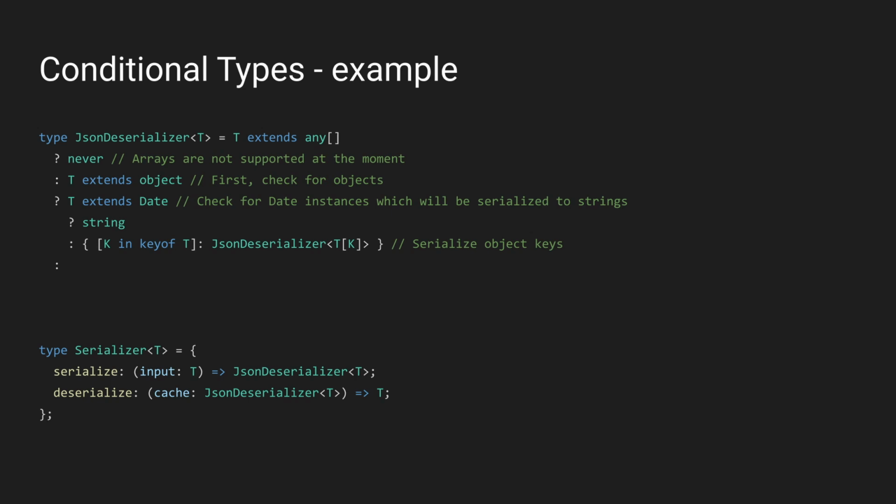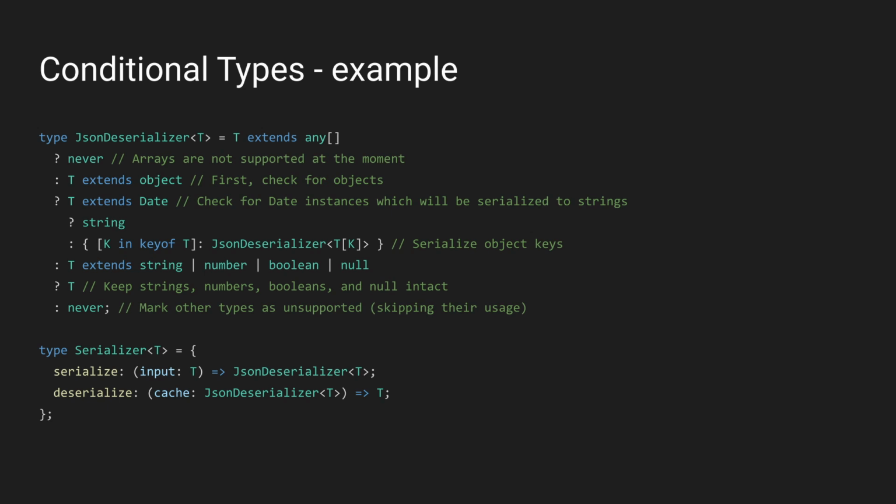After we handle arrays and objects, we can go to the primitives. Let's check if the left value is string, number, boolean or null. If so, let's return it without modification. For all that's left, for example undefined, let's mark that our mechanism does not support it by returning never.